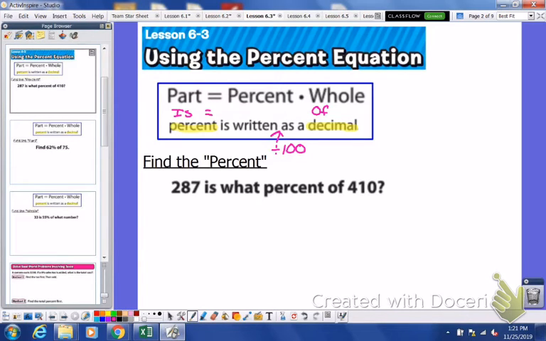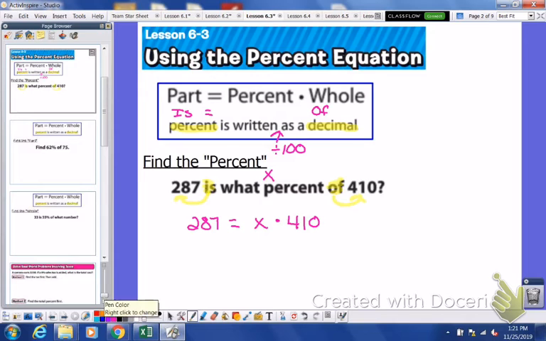All right, our first example, finding the percent. 287 is what percent of 410? Again, highlighting those words. So our is 287. Our of is 410. And our what percent? Percent is our unknown, so that's our variable. So part 287 equals percent, that's my variable, times our whole, so our of, which is 410.